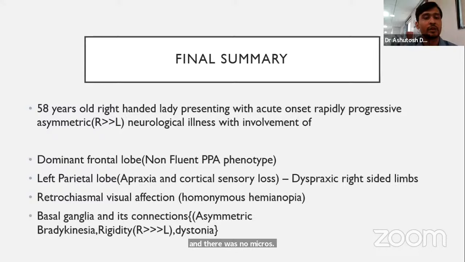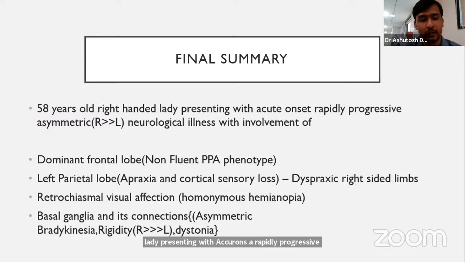So, to finally summarize, a 58-year-old right-handed lady presenting with acute onset, rapidly progressive, asymmetric, right more than left neurological illness with involvement of the dominant frontal lobe, non-fluent primary progressive aphasia phenotype. Left parietal lobe apraxia and cortical sensory loss were there, so dyspraxic right-sided limbs. And retrochiasmal visual involvement as the patient had right hemianopia. And basal ganglia and its connections due to the bradykinesia, rigidity, and dystonia.